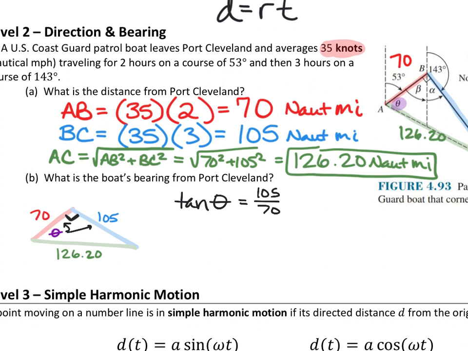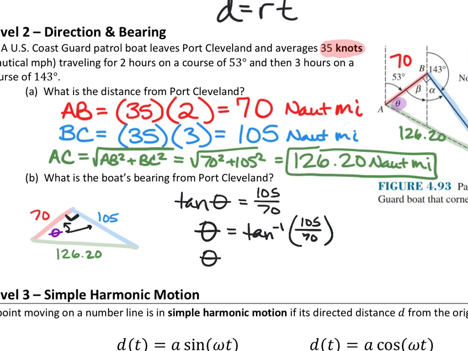What is the inverse of tangent? Don't think too hard. Nope, that's the reciprocal. What is the inverse? Arctangent, also called inverse tangent. So if we take the inverse tangent of both sides, the tangents cancel each other out, and I can just take the inverse tangent of 105 divided by 70. How do you put that into your calculator? Second tangent, and then you have the fraction 105 divided by 70.